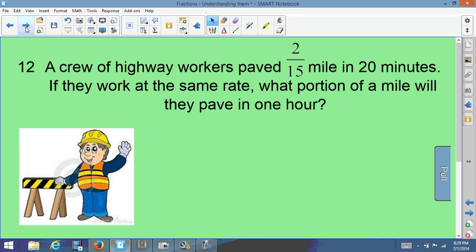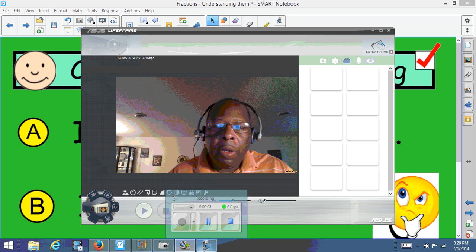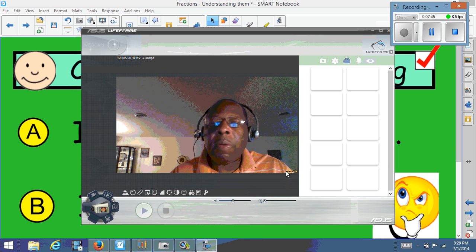Here's a nice problem you can try. A crew of highway workers pave 2/5 of a mile in 20 minutes. If they work at the same rate, what portion of a mile will they pave in 1 hour? Good question. So check your understanding and get back to me, and we're going to talk about it tomorrow in class.